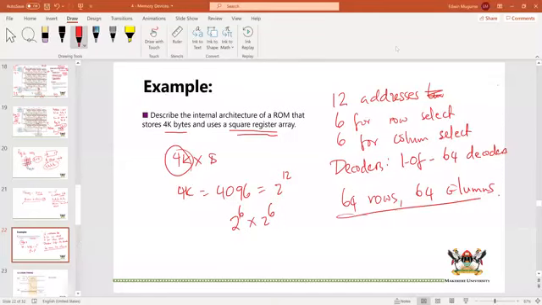If you have a question about this, how do you know that the word length is 8? They said bytes. A byte, 4K bytes. A byte is 8. The length of a byte is 8.